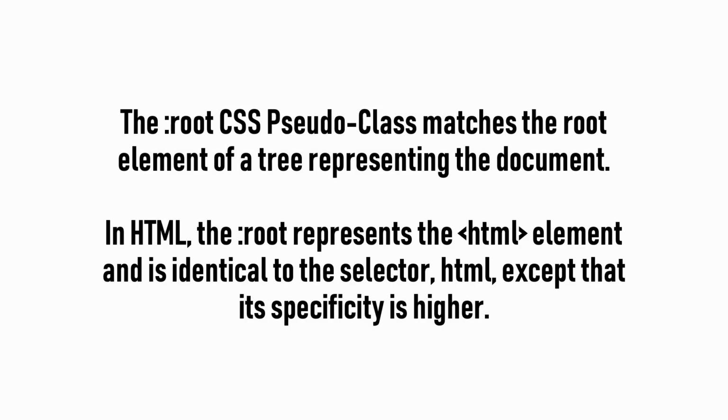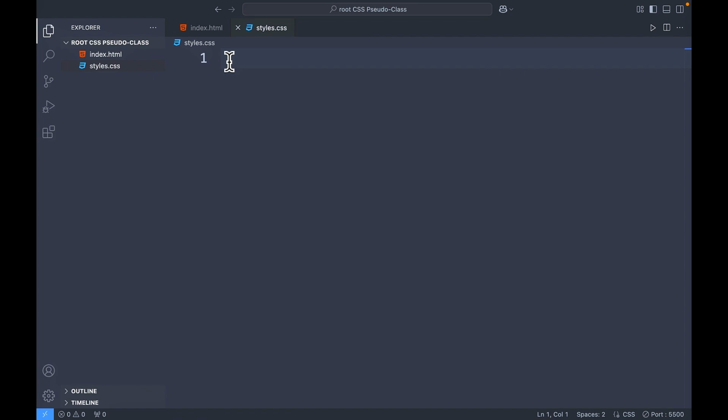The root pseudo-class matches the root element of a tree representing the document. In HTML, the root represents the HTML element and is identical to the selector HTML, except that its specificity is higher. Let me pronounce that one more time. Specificity is higher. Okay, I hope you got that. Let me show us with an example what I mean.